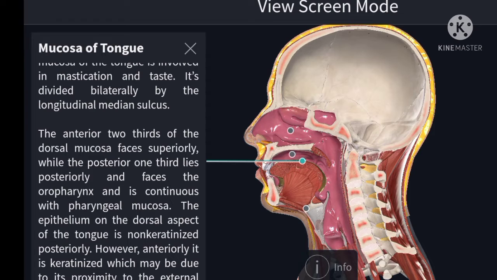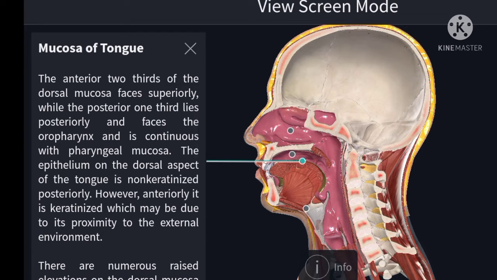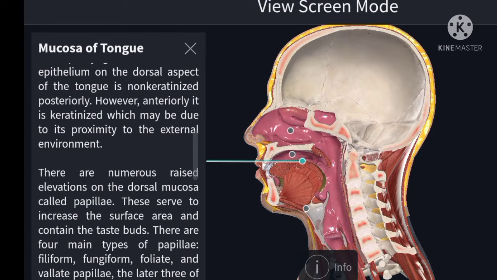The epithelium on the dorsal aspect of the tongue is non-keratinized posteriorly, however anteriorly it is keratinized, which may be due to the proximity to the external environment. And now there are numerous raised elevations on the dorsal mucosa called the papillae, as you already know, and these increase the surface area and contain the taste buds.